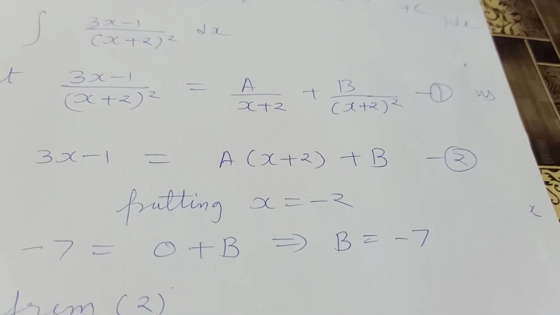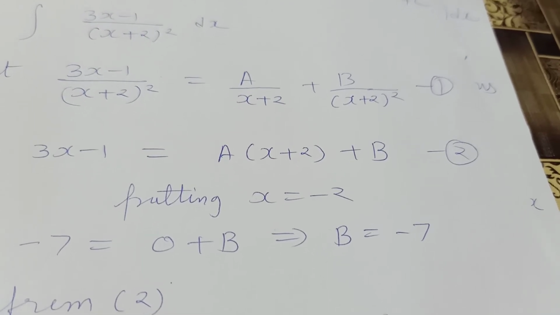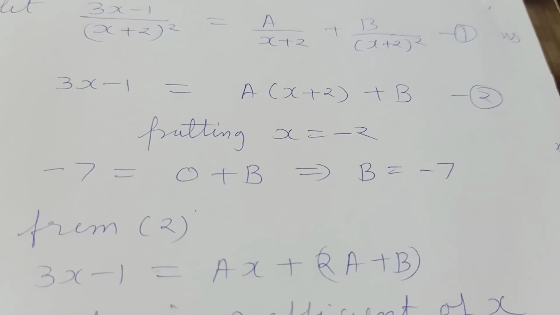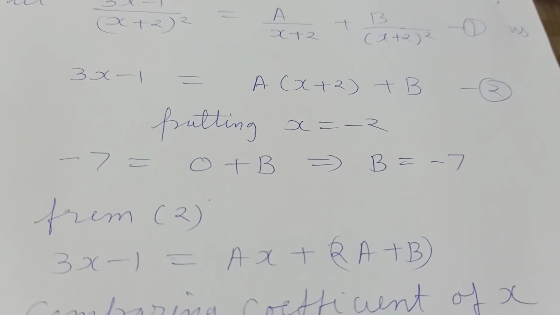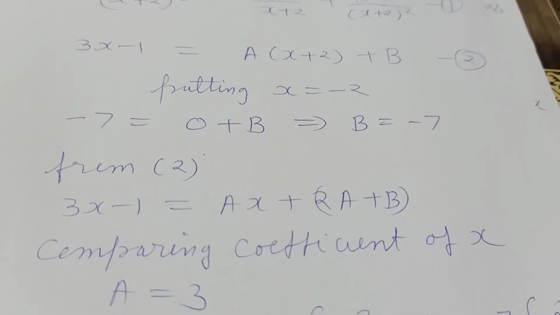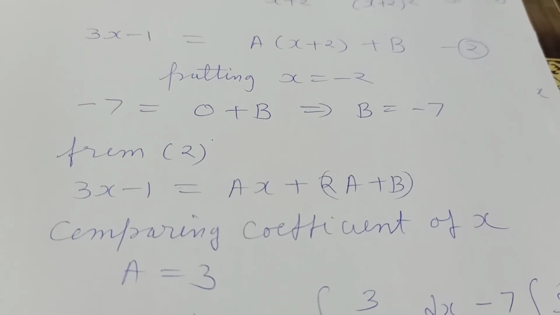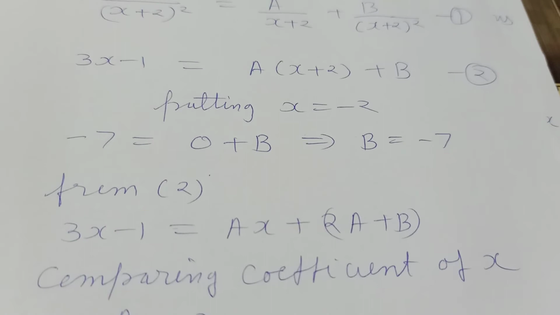Now there is no other factor present in equation number 2. Therefore, we will expand relation 2, so we will get it like this. We have expanded it and arranged it in powers of x. Now if we compare the coefficient of x, we will get a equal to 3. So now we have both values of a and b with us.